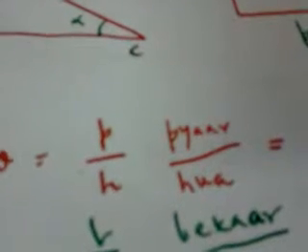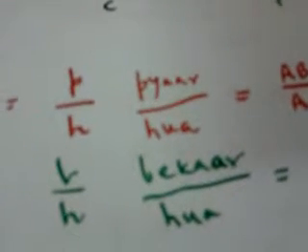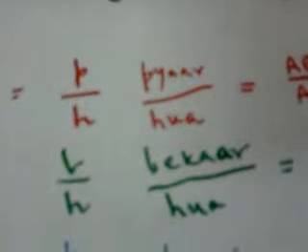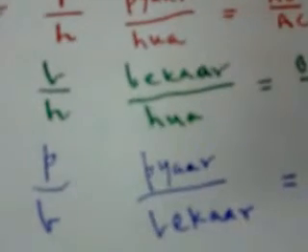Now we go to the basic ratios in trigonometry. We have sine, cos and tan. Sine theta is perpendicular by hypotenuse. To remember, pyar hua. All of us fall in love sometime or the other. So pyar hua. Cos theta is base by hypotenuse. Bekar hua. When someone falls in love, usually for some time he becomes bekar. So bekar hua. And then tan theta is perpendicular by base. Pyar bekar. That means after falling in love, you become a bekar aadmi.